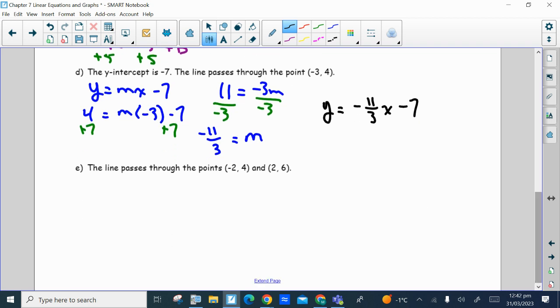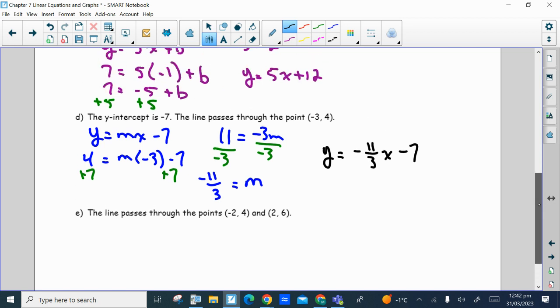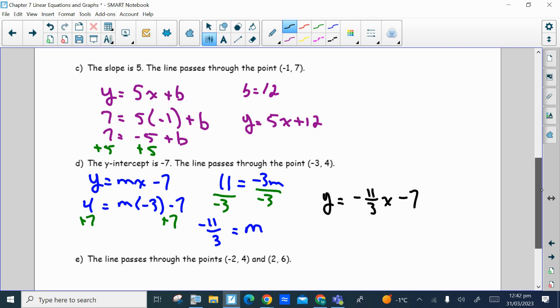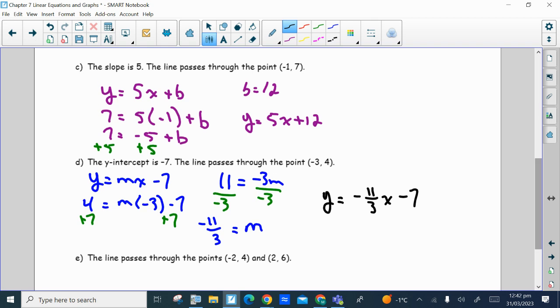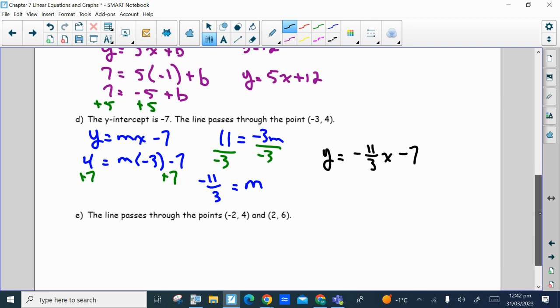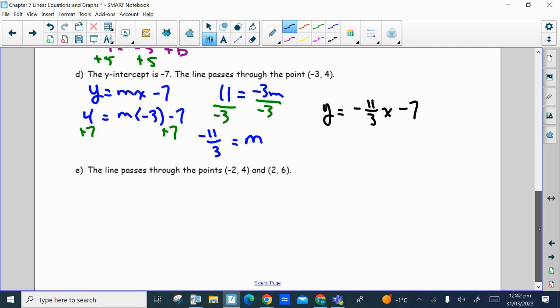So for this next one, you're given 2 points on the line. We did an example, actually the last 2 examples. Question C, we had a point and the slope, so we saw how that was done. Question D, we had a point and the y-intercept, so we saw how that was done. This one, you're just given the points. So the way we're going to start this one is by finding the slope first using the slope formula.